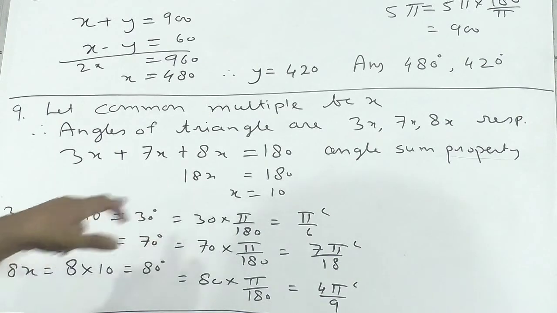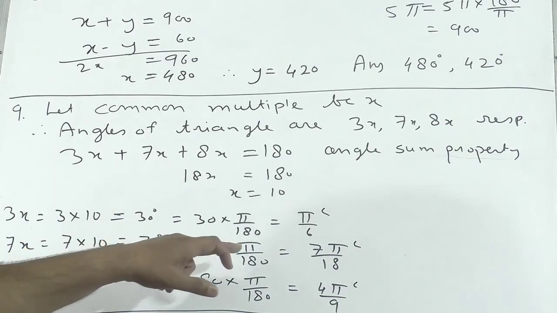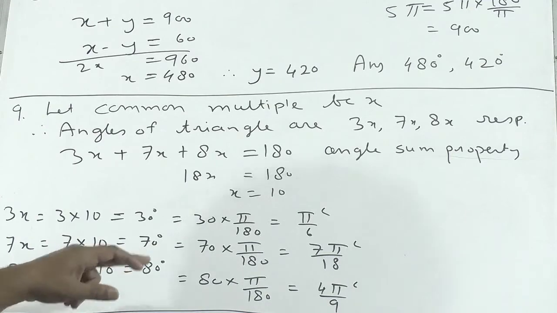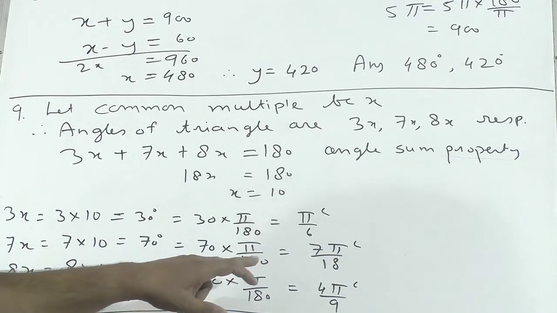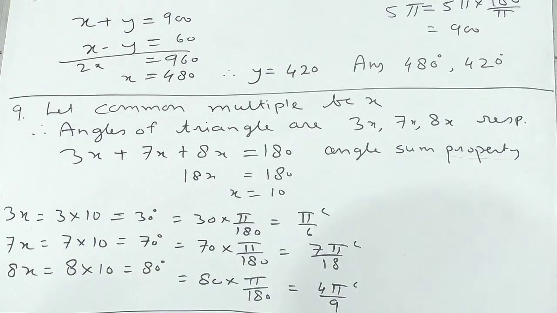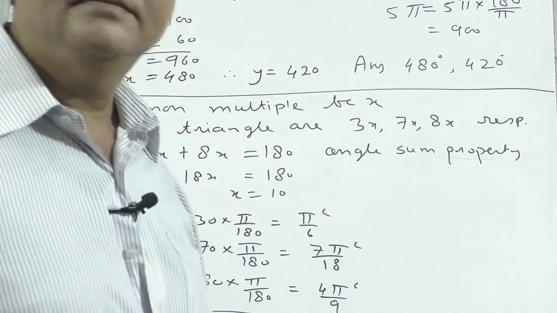7x means 7 into 10, 70. 70 into pi by 180, cut, 7 pi by 18 radian. 8x, 8 into 10, 80 degrees, that is 80 into pi by 180, cut. 2 4s are 8, 2 9s are 18, so 4 pi by 9 radian. Understanding?